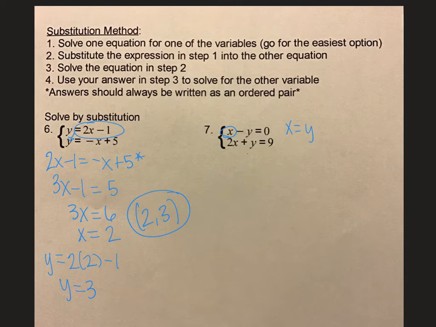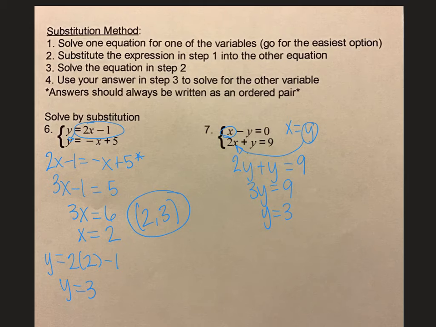And what I'm going to do is plug that y in for x in my second equation. So I've got 2y plus y equals 9. 2y plus y gives me 3y. I divide by 3 and get y equals 3.